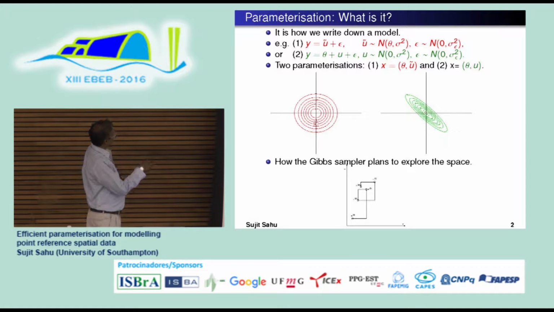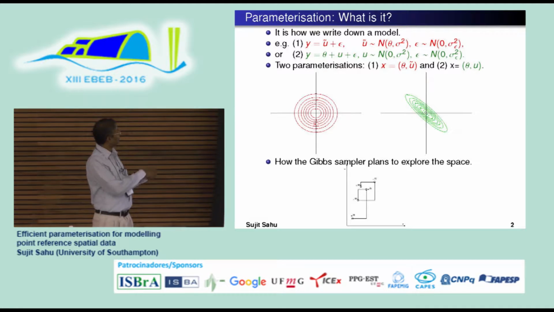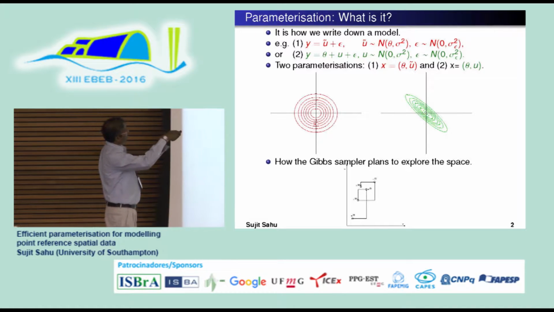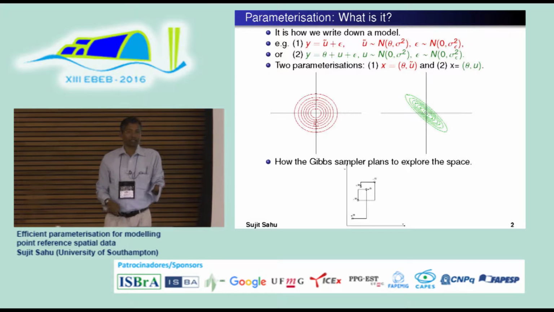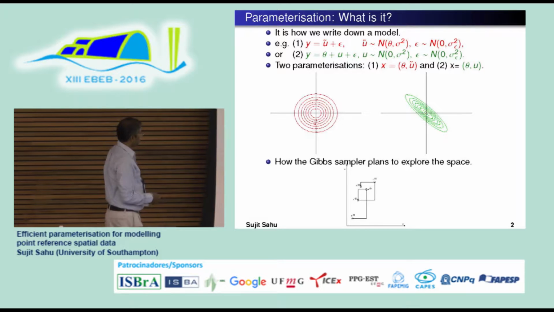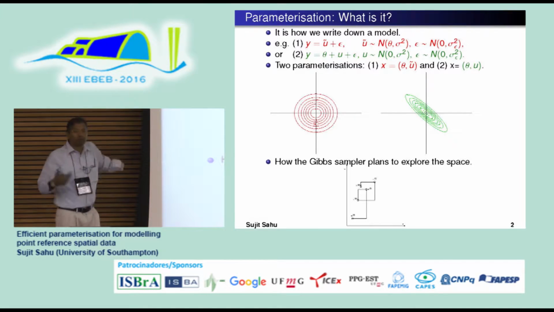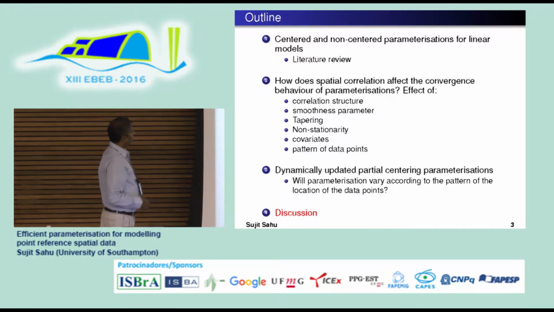I'm going to talk about three main parts. First, centered and non-centered parameterizations for linear models, with a literature review. Number 1 would be called the centered parameterization, and number 2 would be called the non-centered parameterization. Both parameterizations are the same; they give the same posterior distribution for theta. So they give you the same thing.